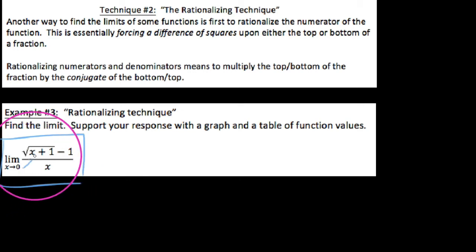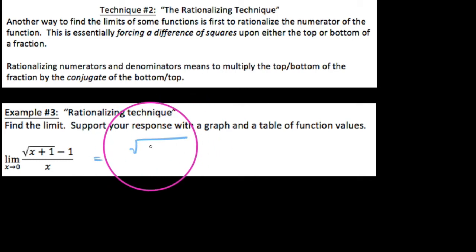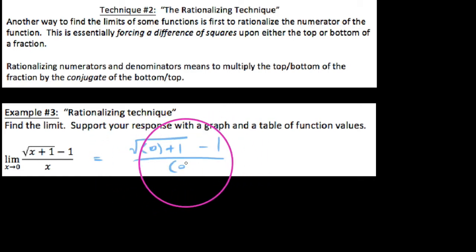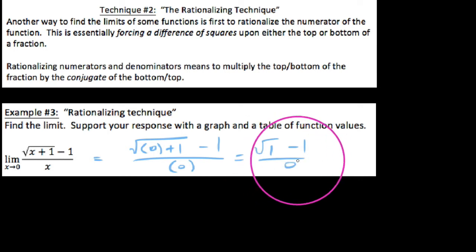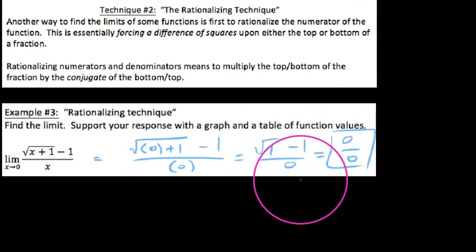If we were to attempt to plug 0 in for every instance of x in this expression, we would produce this new expression where we get 0, 0 plus 1 in here, minus 1, all over 0. Essentially what we get is root 1 minus 1 over 0, which basically produces 0 over 0. And we've referred to this as indeterminate form.